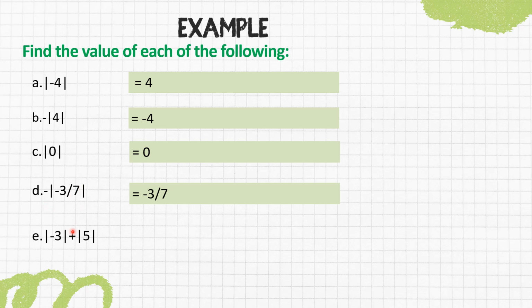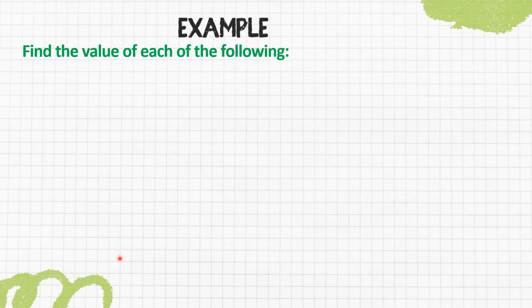Next question. The absolute value of -3 plus the absolute value of 5. What does it equal? It is 3 plus 5, equal 8. Excellent. Find the value of each of the following. The absolute value of -2 plus the absolute value of -7, what will be the answer? Excellent. It will be 2 plus 7, equal 9.